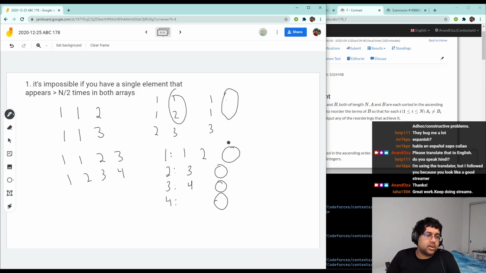Yeah, so if you have a single element that appears more than n over 2 times, this does make it pretty clear that it's impossible. So my guess here is that this is an if and only if. So if you don't have a single element that appears so many times, then you can always do it. But the question is, what's a clean way to find that permutation that actually does work?